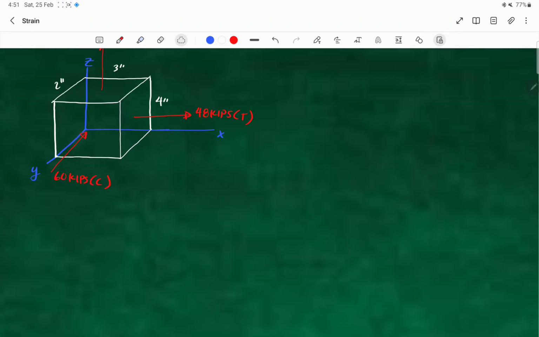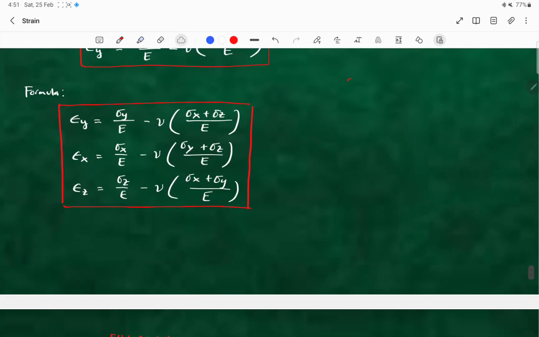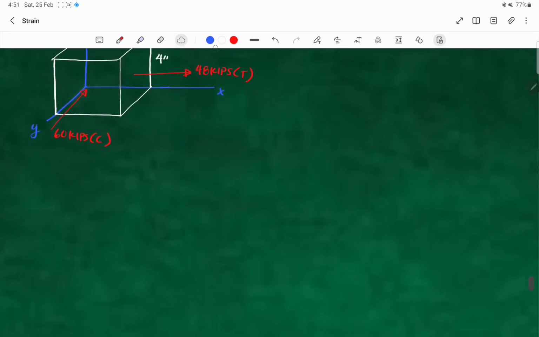Okay, so kunin ko muna yung mga stresses, kasi dito sa formula we need yung mga stresses x, y, and z. So, kunin ko muna yan.